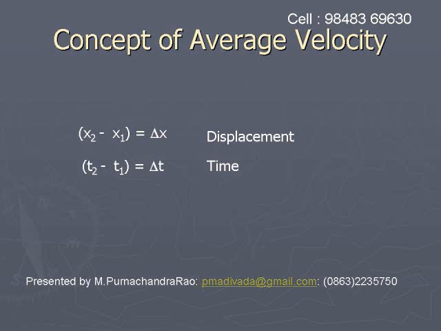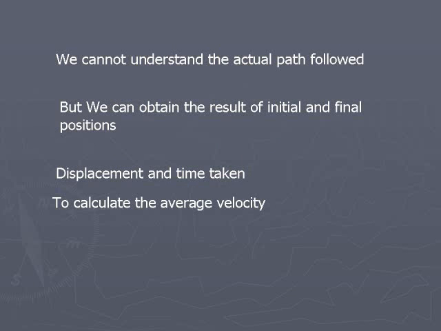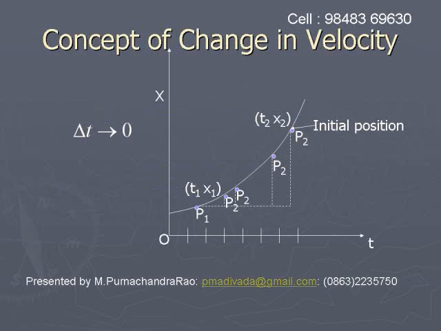So, we cannot obtain the information about the path followed from P1 to P2, but we can obtain the result of the initial and final positions. This is how we have to understand the displacement and the time taken for finding the average velocity.